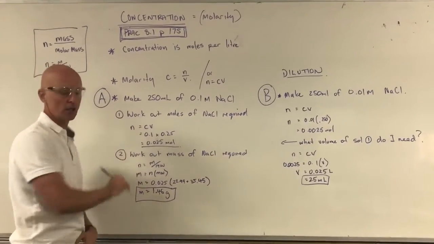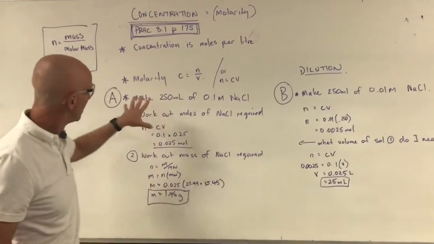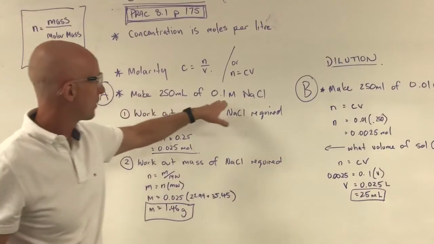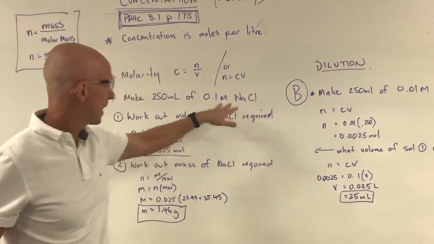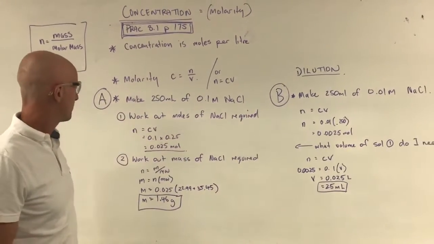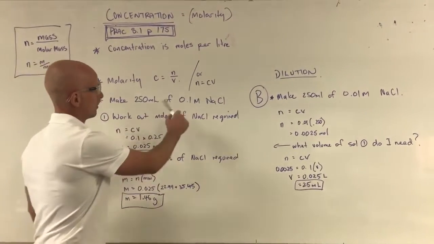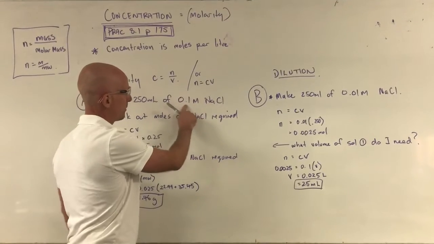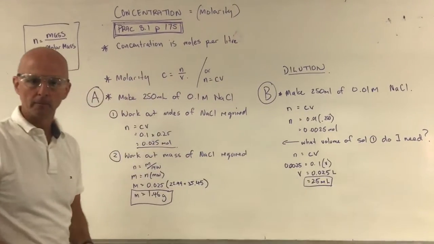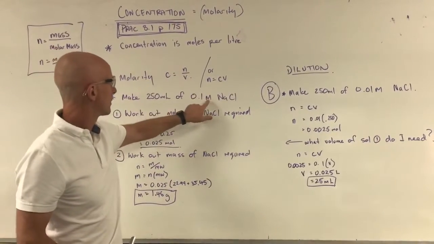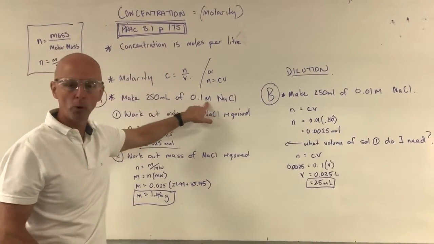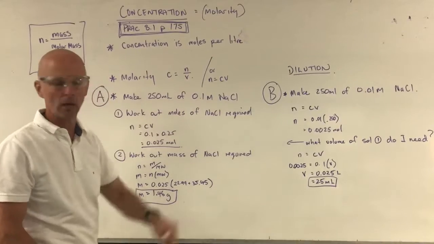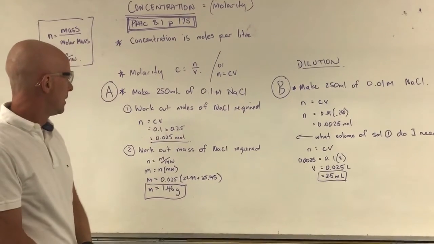For this prac, you're going to be using everyday glassware to make 250 mils of a 0.1 molar sodium chloride solution. It's normal table salt. Should be able to even do this at home. Pretty simple one. Notice the language I'm using here, 0.1 molar. Okay, that's the units used for concentration or molarity. We say the word molar, and we use the capital M to denote that.